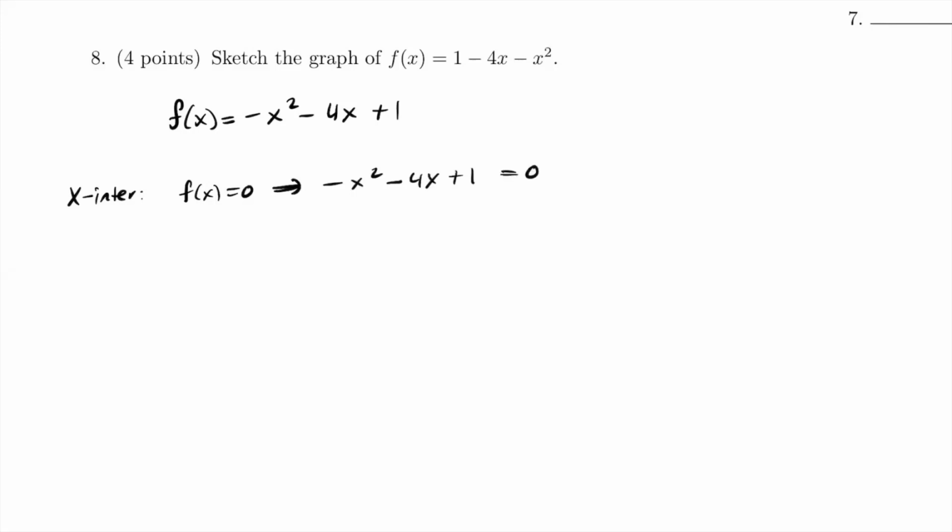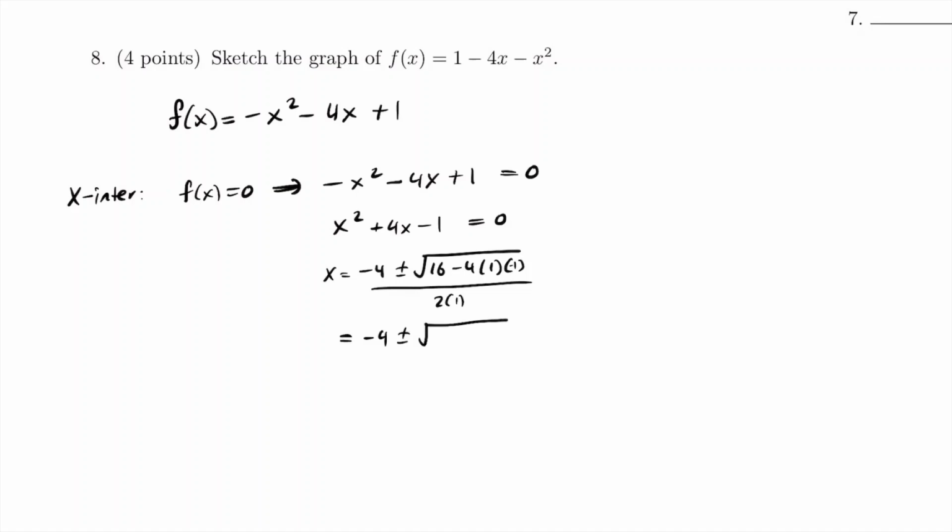Multiply both sides by negative 1. You get x squared plus 4x minus 1 equal to 0. Now you can try to use the quadratic formula here, since this is not factorable. So you get x equals negative b, negative 4, plus and minus the square root of b squared. So that's 4 squared, 16, minus 4, a is 1, c is negative 1, all over 2 times a. And this gives us negative 4 plus and minus square root of 16 plus 4. So that's 20 under the square root, and then all over 2.